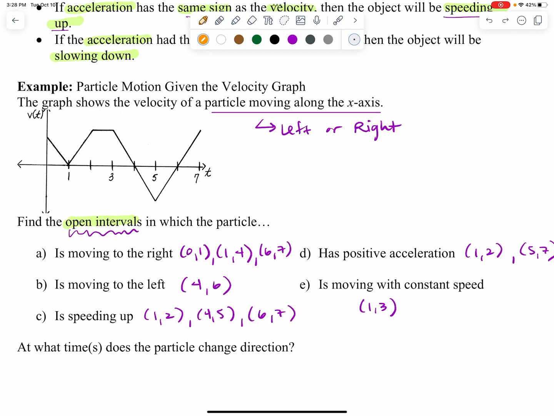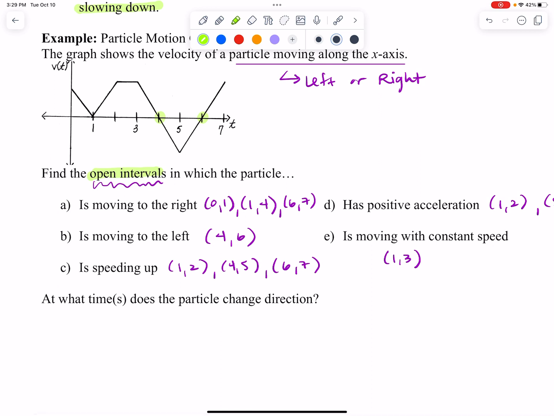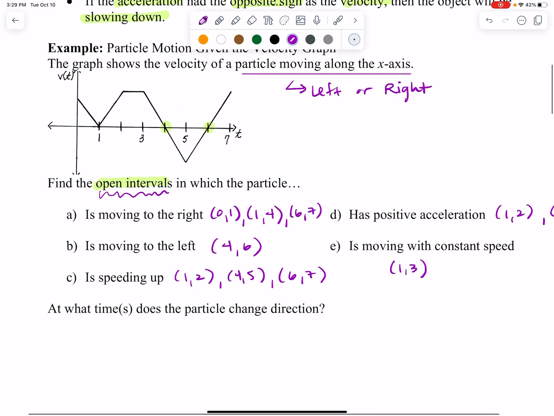So at t equals 1, while the velocity is 0 at t equals 1, the sign of velocity does not change. But at t equals 4, and then at t equals 6, there is a sign change for velocity. So we're looking first at where v of t would be equal to 0, because the velocity would have to pass through 0 for there to be a change in direction.